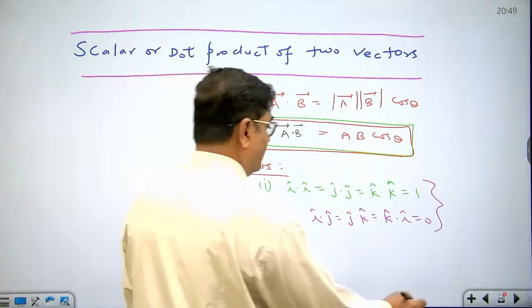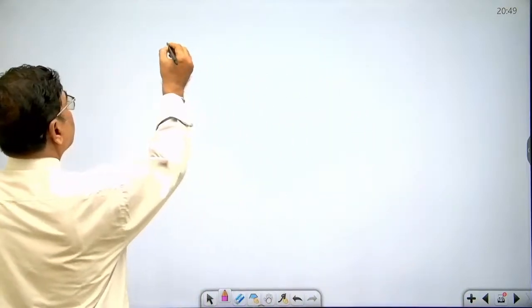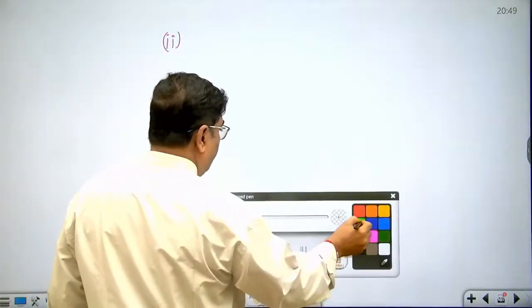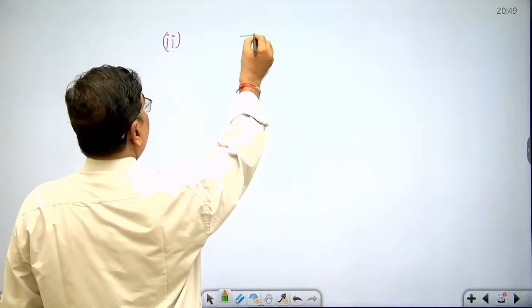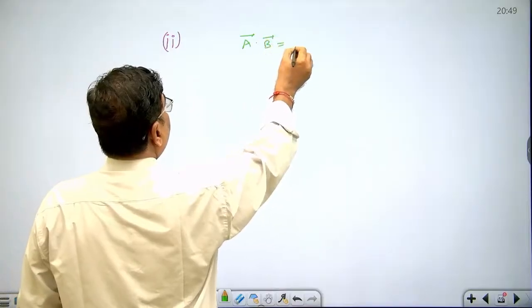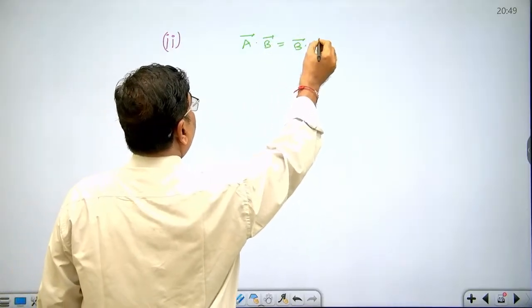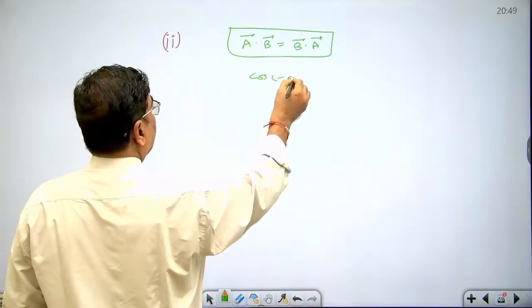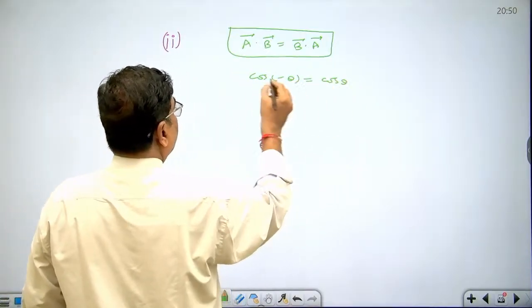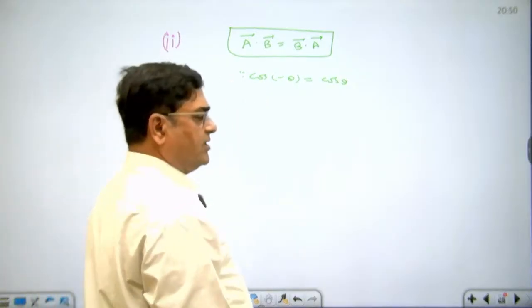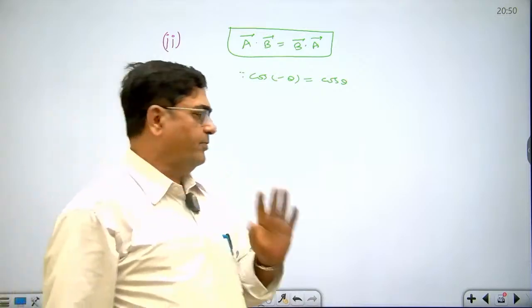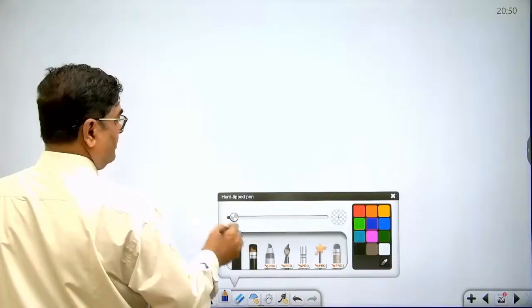Now look at the second result. The dot product obeys commutative law. A dot B is equal to B dot A. Why? Because cos minus theta is cos theta. So dear student, dot product of two vectors obeys commutative law. Okay. Now let's find the angle between two vectors.